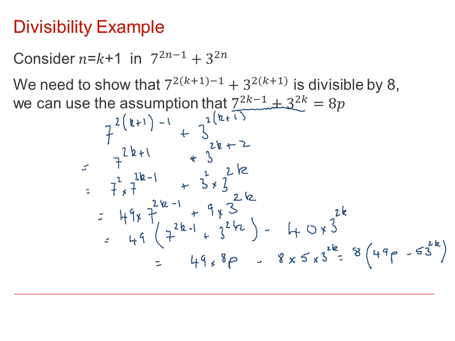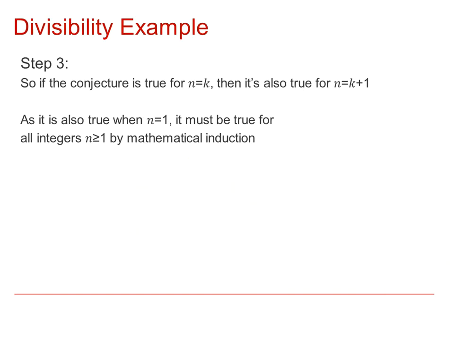So therefore we've shown that our expression has a factor of 8, assuming that the expression when n equals k has got a factor of 8. So what we've done is said that if it's true for n equal to k, we've shown it's true for n equal to k plus 1. We'd already shown it was true for n equal to 1, so we can put those two statements together and say therefore it's true for all integers n greater than or equal to 1.